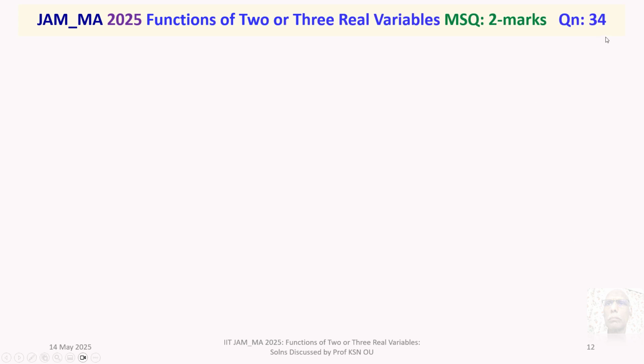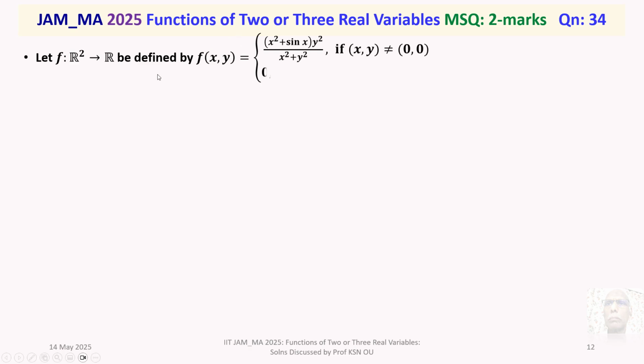This is question number 34, which is again a multiple select question for 2 marks. The given question is: let f be a map from R square to R defined by f of x comma y is equal to x square plus sin x, whole in the bracket, multiplied by y square, by x square plus y square if the ordered pair x comma y is not equal to the ordered pair 0, 0, and is equal to 0 otherwise. Then which of the following is or are true?